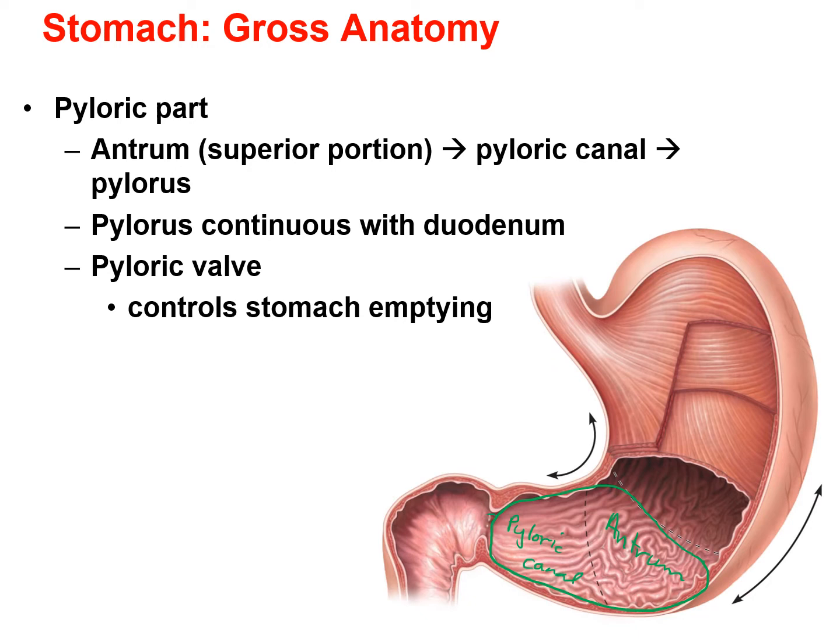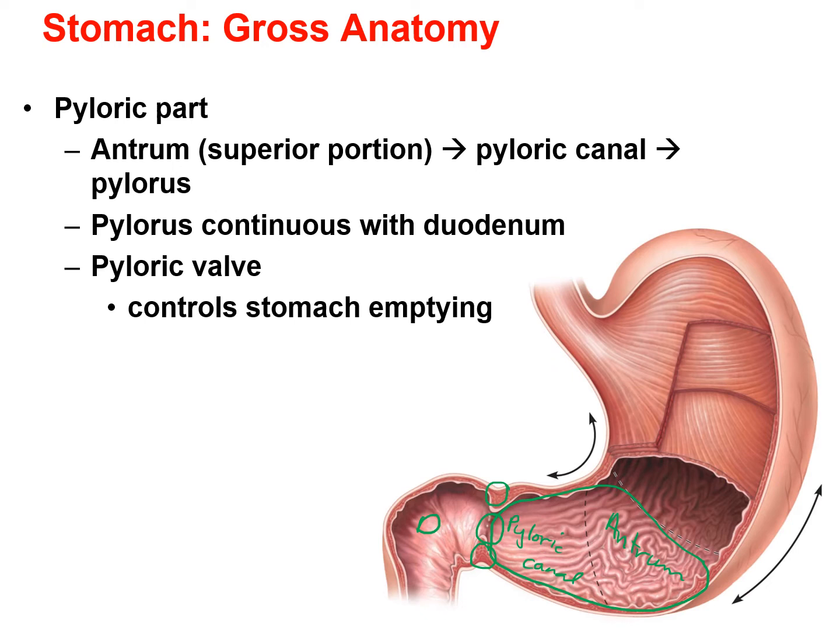And then you would have your pylorus here, and the pylorus is going to be continuous with your duodenum, which is here. And surrounding the pylorus will be a pyloric valve, which again, remember, whenever you have a valve or a sphincter, it is going to control how much fluid moves from your stomach into your duodenum and when you're going to have that fluid move from your stomach into your duodenum.